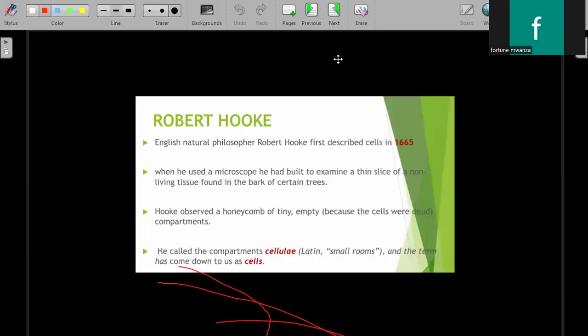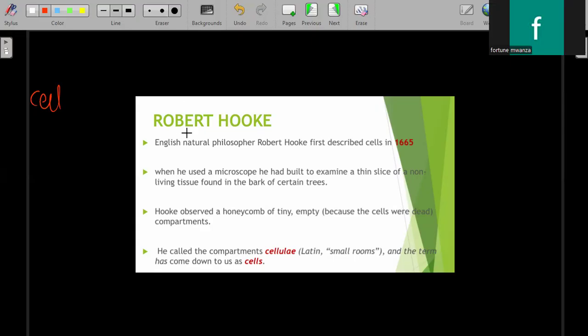Okay, so now let's go back. Let's do some history and find out how we arrived here. Where is the cell theory coming from? We have people who started studying cells. Everything has its own origin, so even for cells, for us to conclude that we have a cell, it means it came from somewhere.